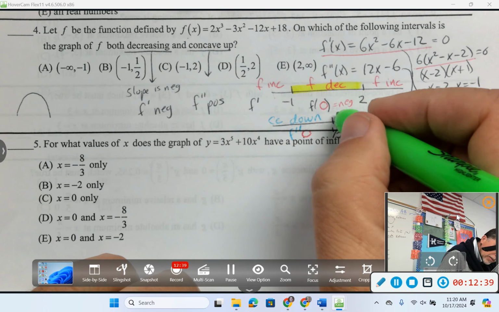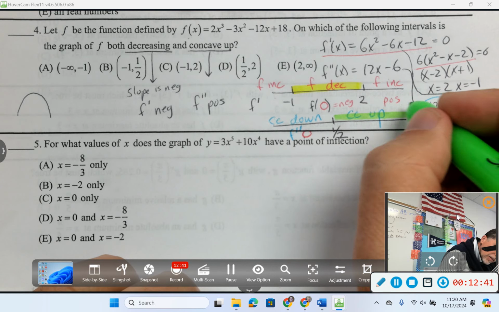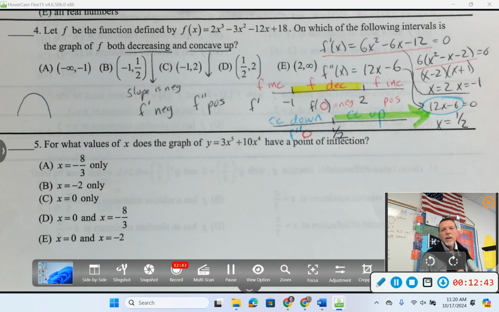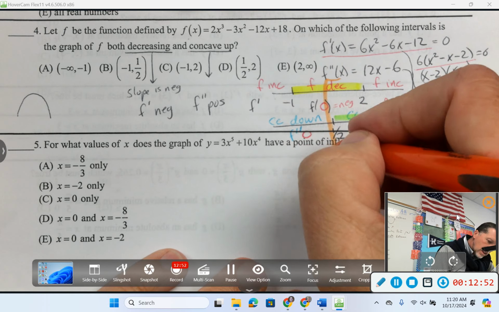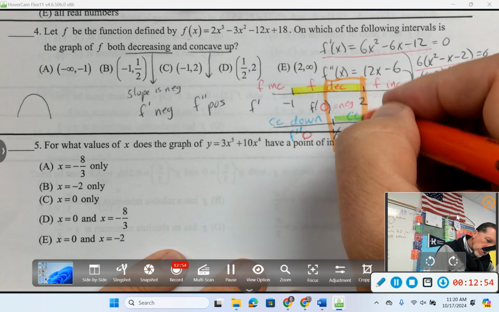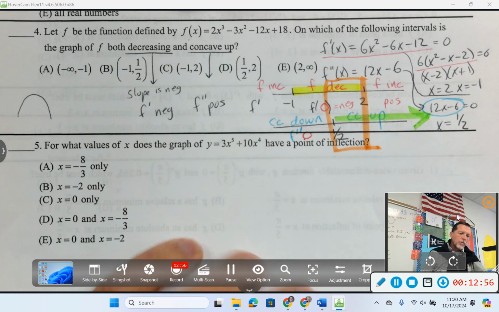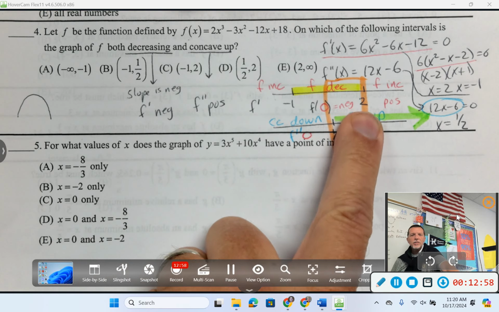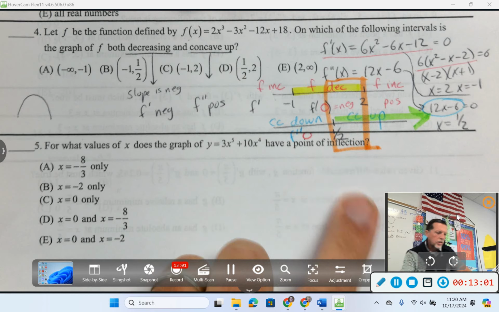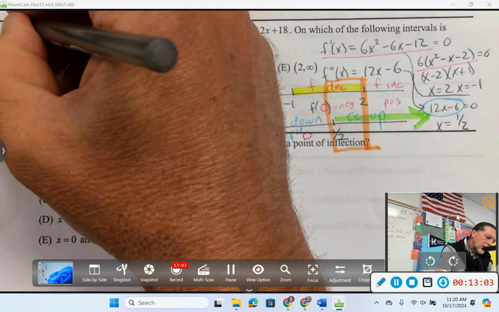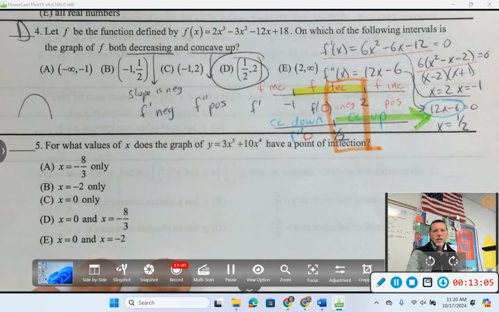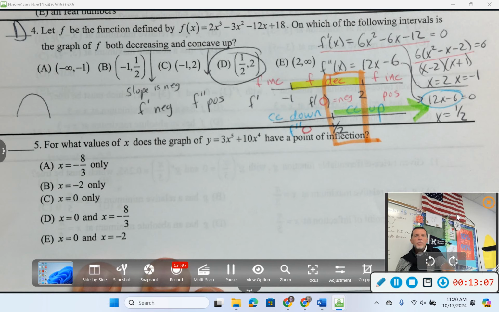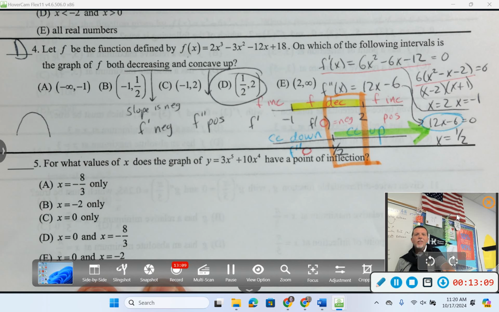So concave up, starting at 1/2 and going forever that way. So what I'm looking for is where both things are true. Running out of highlighter colors. Both things are true starting at 1/2 and going to 2. Both things are true from 1/2 to 2. What a problem. That involves all the things.